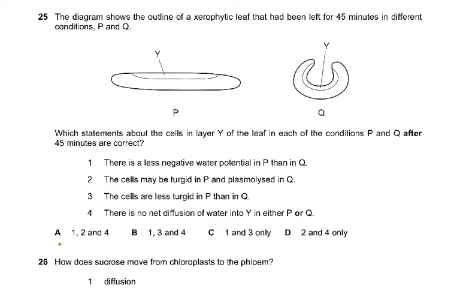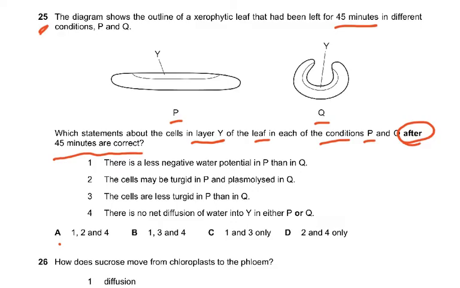Now question number 25. The diagram shows the outline of a xerophytic leaf that has been left for 45 minutes in different conditions P and Q. So one is condition P and one is condition Q. Which statements about the cells in layer Y of the leaf in each of the conditions P and Q after 45 minutes are correct? So we're talking about what has happened after 45 minutes. There is less negative water potential in P than in Q. Yes, water would be more in P because water has entered, has become fully turgid. So less negative in P than in Q.